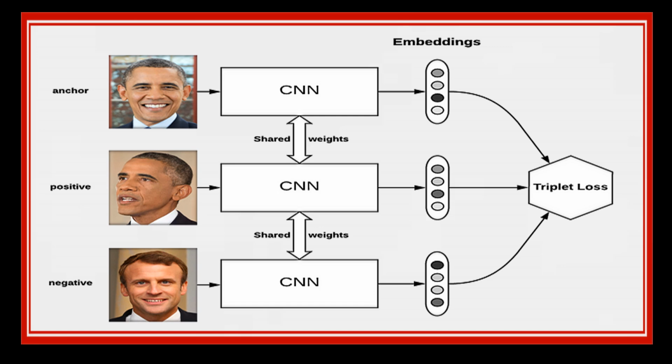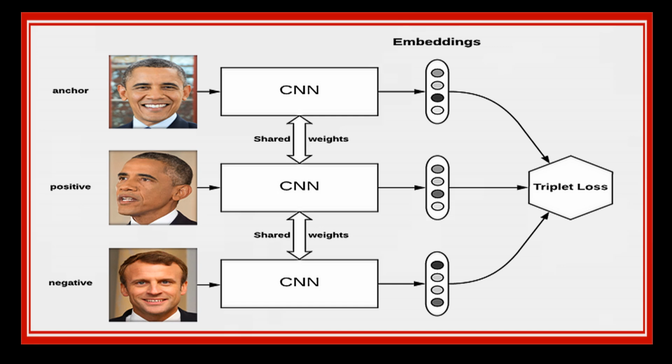And by iteratively adjusting the network's weights based on this loss function, the network learns to embed similar faces, that is the anchor and positive, close to each other in the embedding space, while dissimilar faces, that is the anchor and negative, are separated.